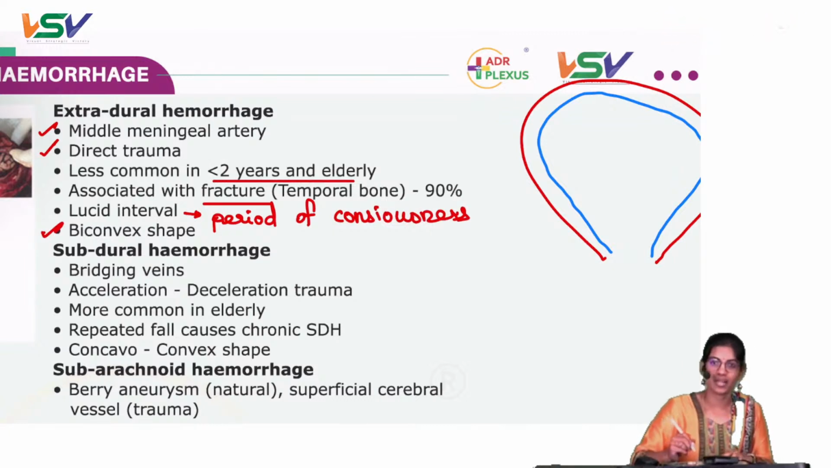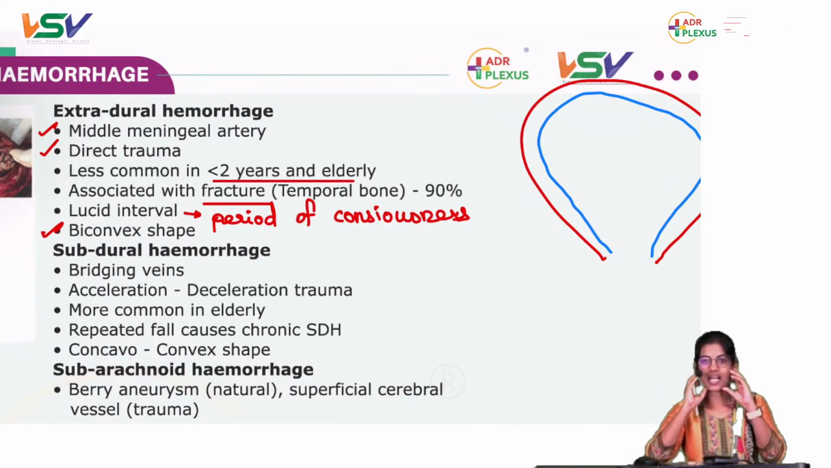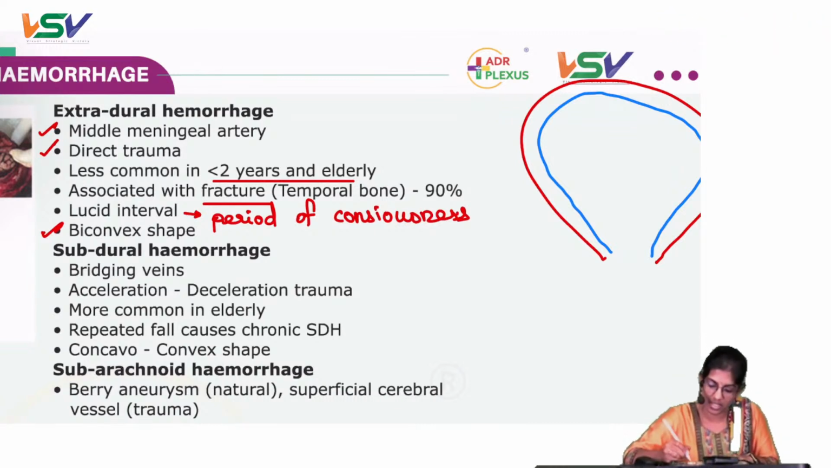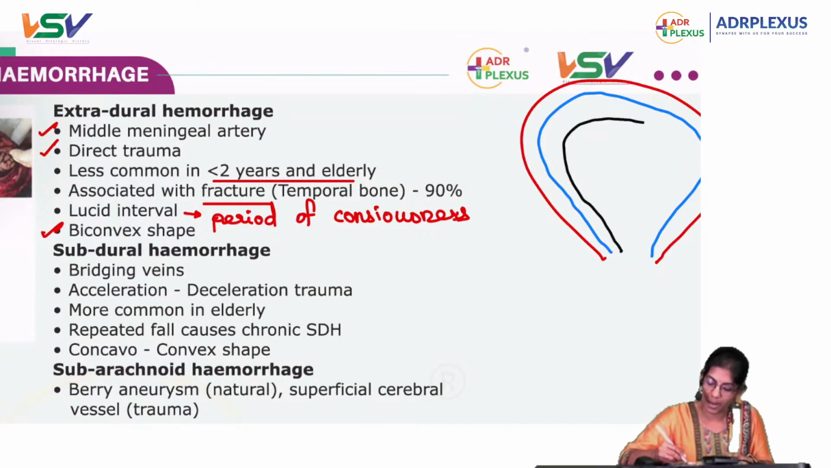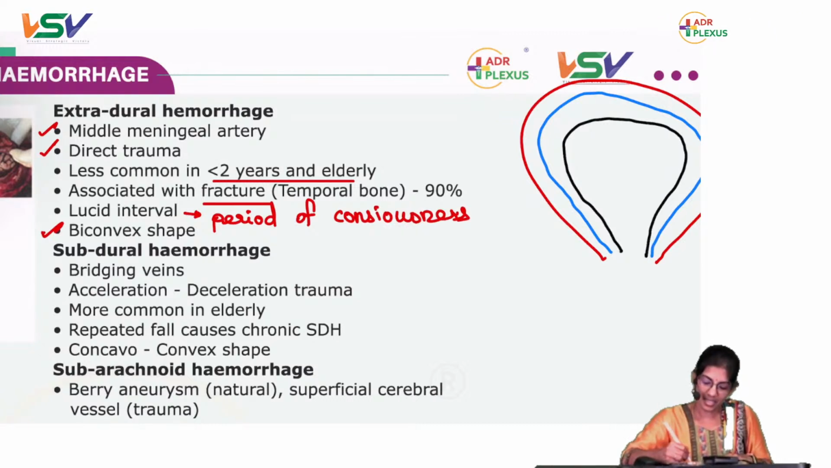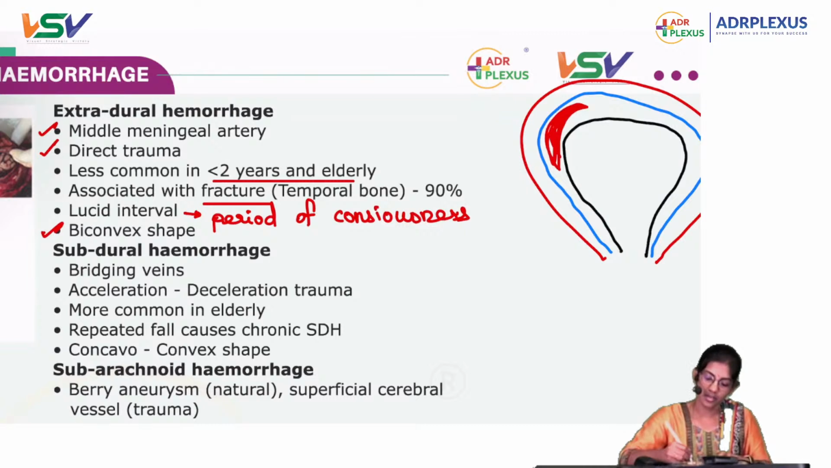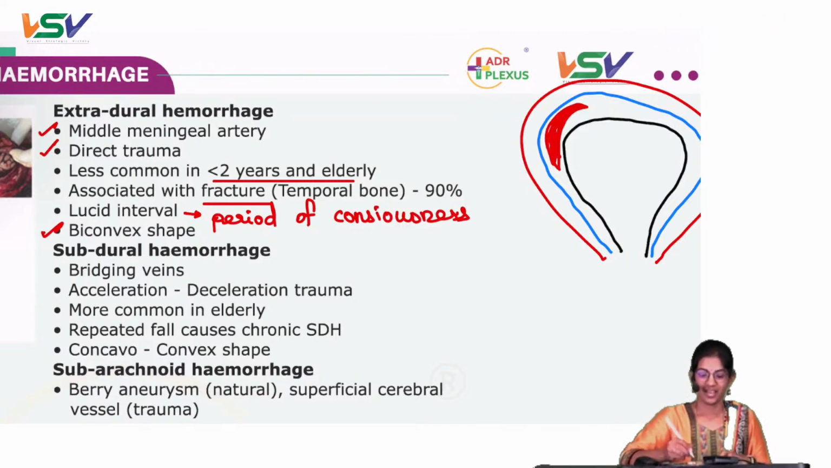Then comes subdural hemorrhage. Subdural hemorrhage happens because of acceleration deceleration trauma. The acceleration deceleration trauma produces subdural hemorrhage because your subdural hemorrhage now is going to be below the dura mater but above the arachnoid mater. So here the hemorrhage is going to be, you can call it concavo-convex or convexo-concave, or you can call it crescent-shaped also, right?